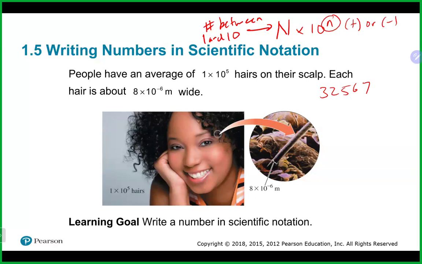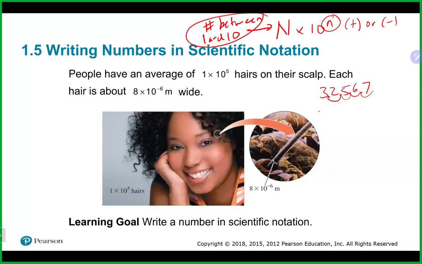So again, even if it's not written, we assume it's at the end. We want to move the decimal point whichever way is going to get us a number between 1 and 10. If I go one place, that's 3,256.7, which is not a number between 1 and 10. Two places, that's 325.67, still not between 1 and 10. One more, that's 32.567, not between 1 and 10. One more, now I'm at 3.2567. That is a number between 1 and 10.